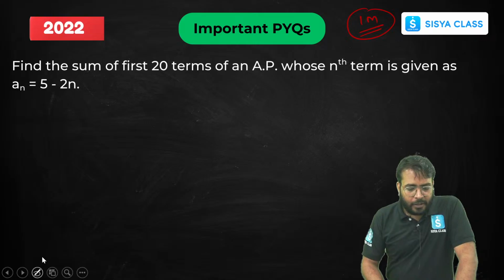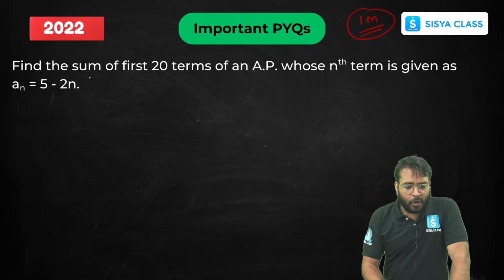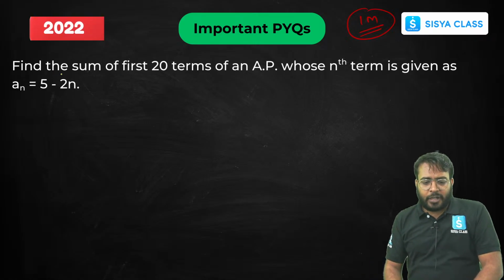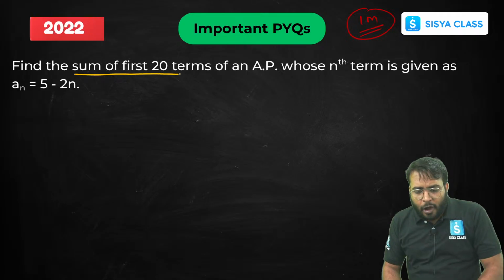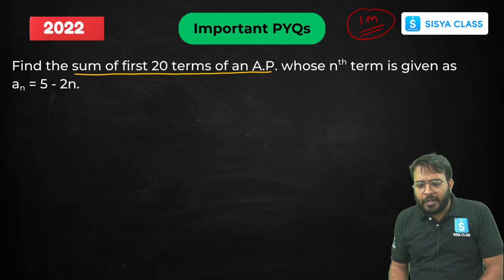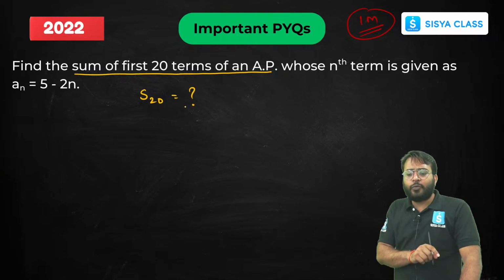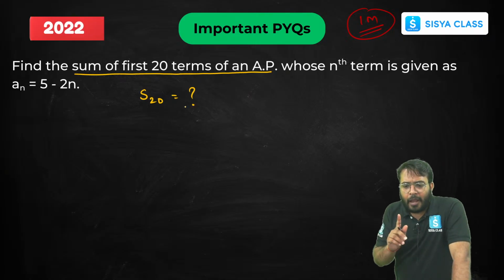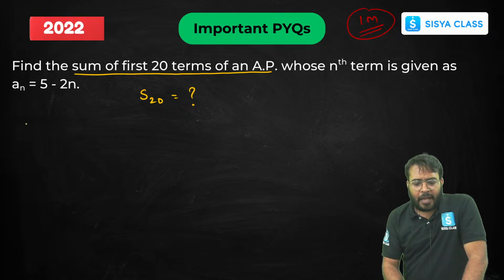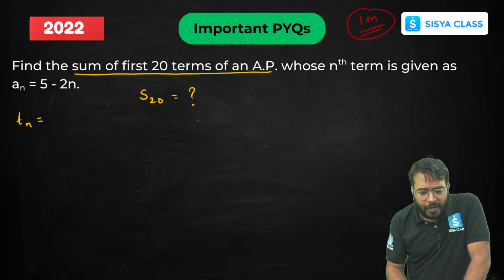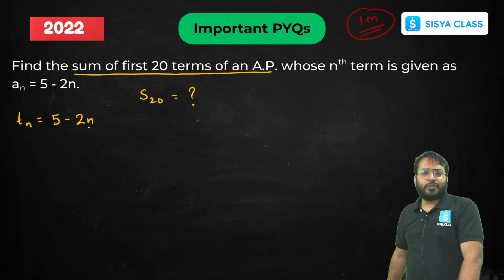Now I was talking about this type of question, sum of first 20 terms. You need to find out the sum of first 20 terms of an AP. That means you need to find out S20. This is what you need to find out when the nth term is given. They have given the nth term as 5 minus 2n. Okay, fine, yes or no?